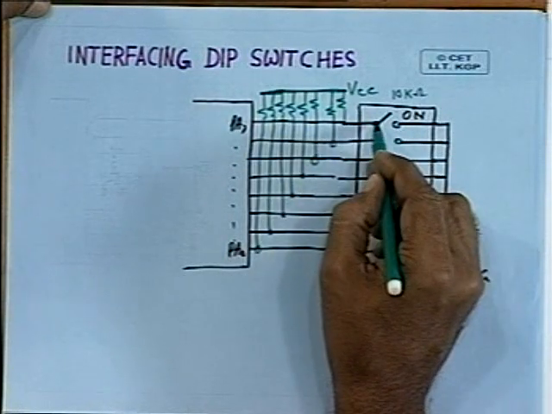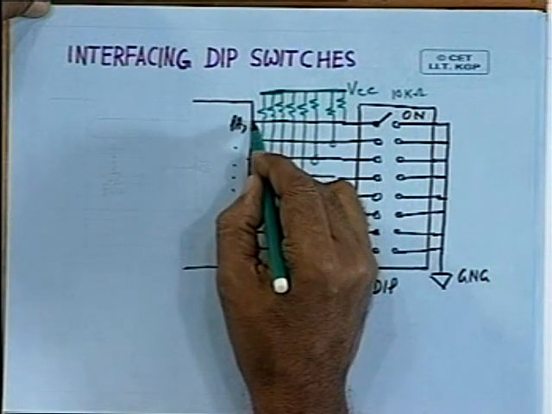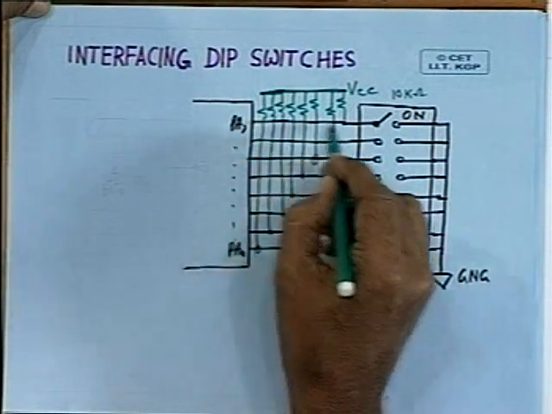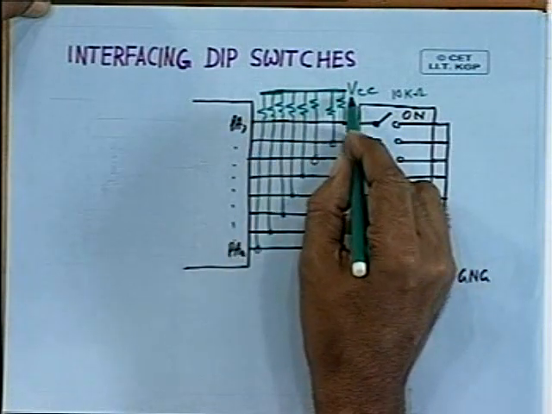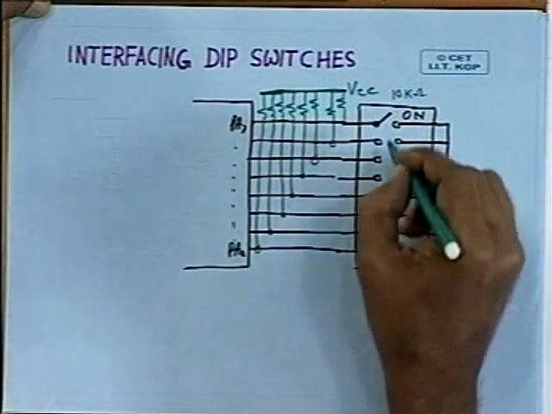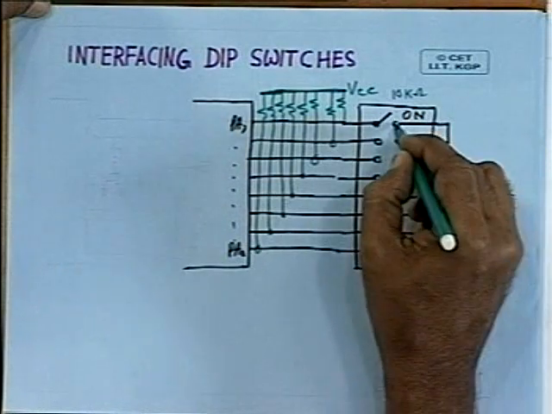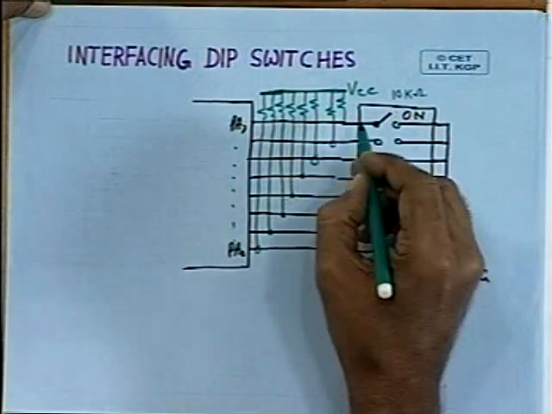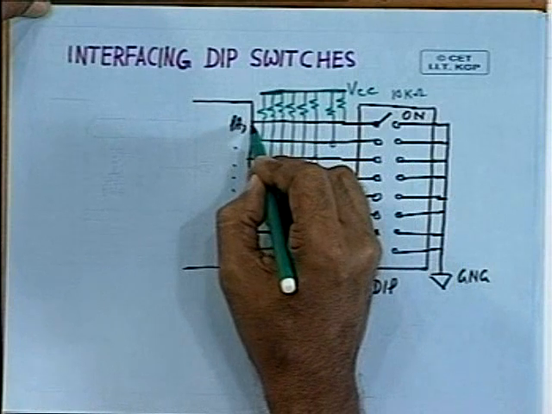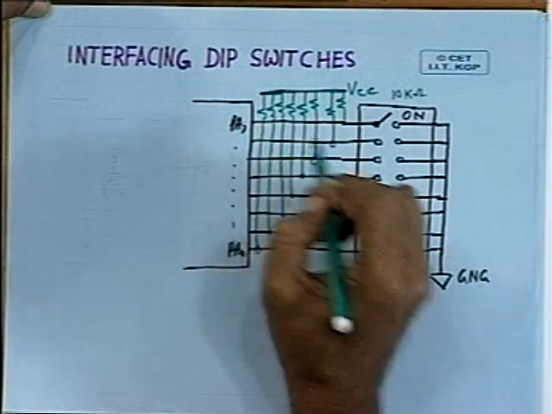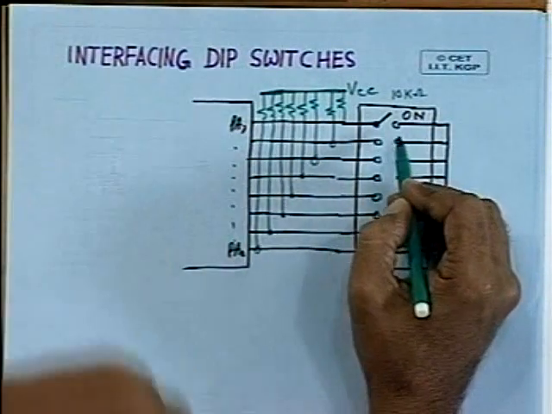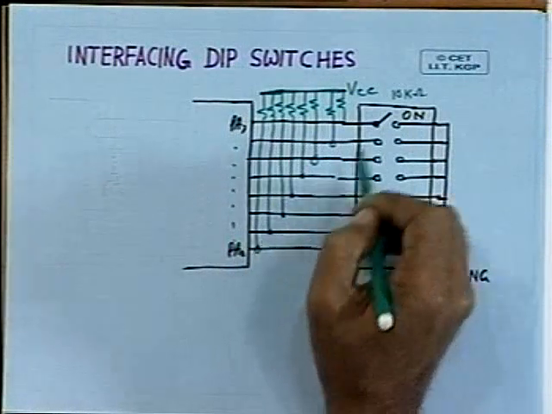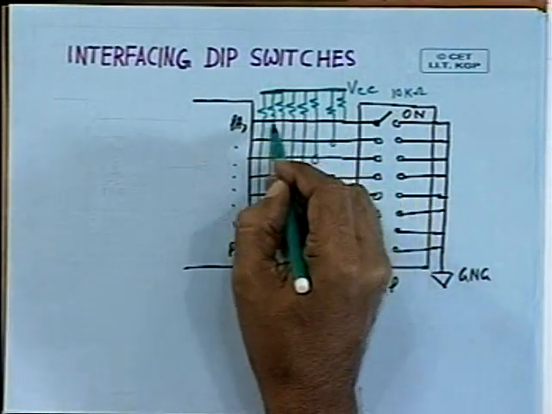That means when the switch is off, port A will get a signal which is nothing but high, or VCC. On the other hand, if the switch is closed, then this line is connected to ground. So the port will read 0 volt here. That means it will read 0 instead of 1. So this helps you to pass on either 0 or 1. When the switch is off, then you get 1.